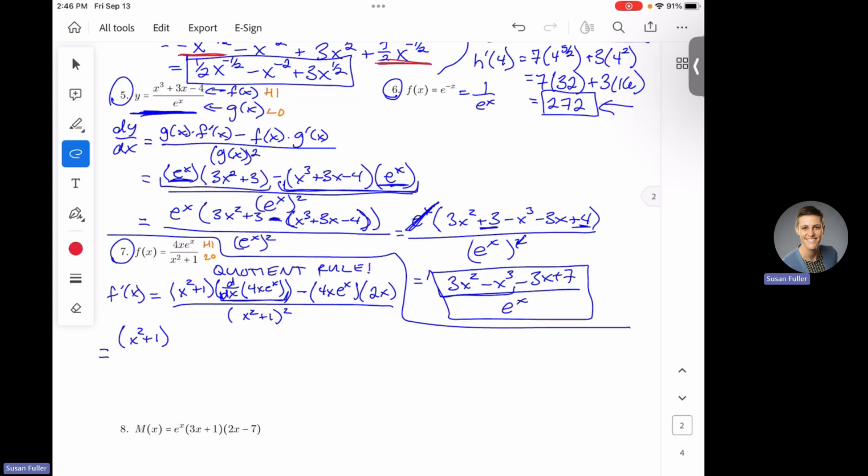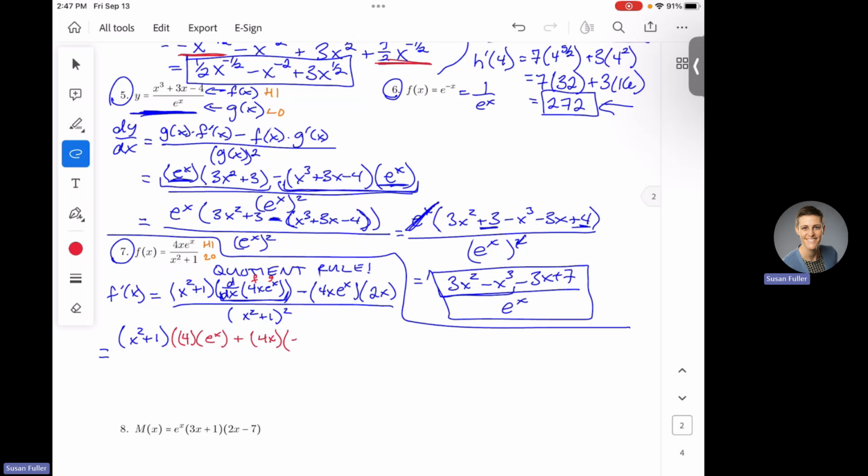4x times e to the x. So I'm going to call the first one f, right? 4x is my f of x, and I'm going to call e to the x my g. So when I do the product rule, I'm going to do the derivative of the first, f prime of x. The derivative of 4x is 4 times the second as is. e to the x is my second function as is, so I can leave that there. And then I'm going to add to that the first function as is, f of x. That's 4x times the derivative of the second, that's g prime of x.